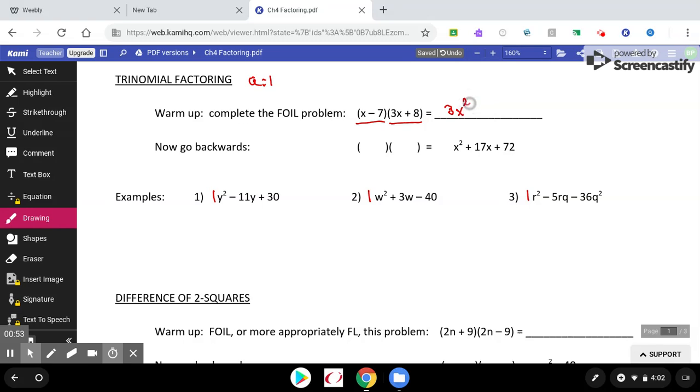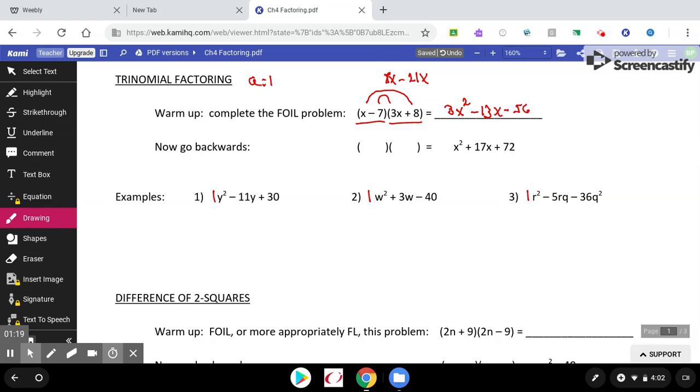First guy times the first guy would be that. Now I'm going to put these two together as we go just to make it a little quicker. If I multiply the outside 2, that'd be 8x. If I multiply the inside 2, it'd be negative 21x. And if I combine those, I get a negative 13x. And then the last one times the last one will be the 7 times the 8, which is 56. And it would be negative.